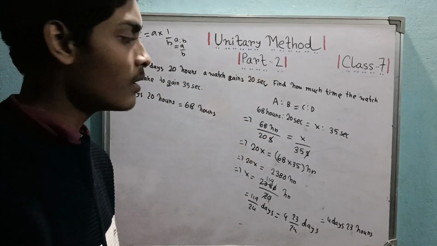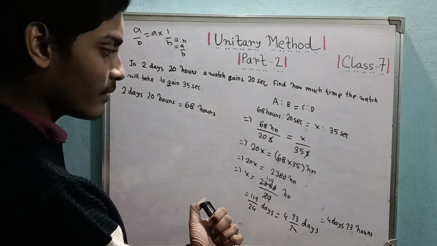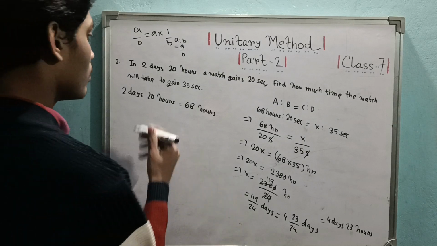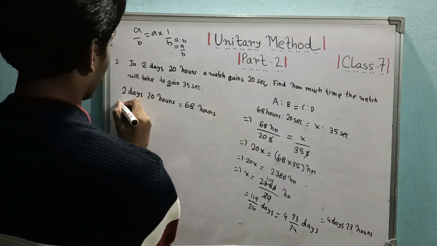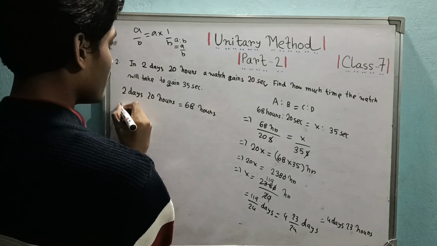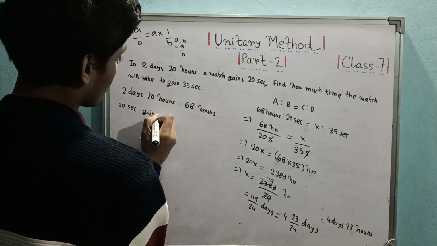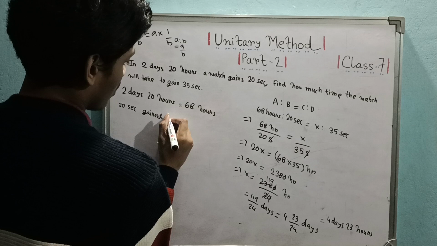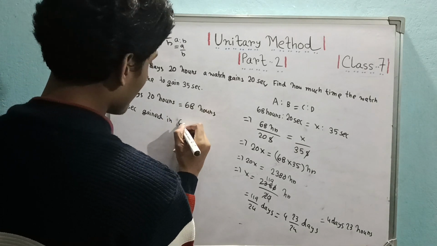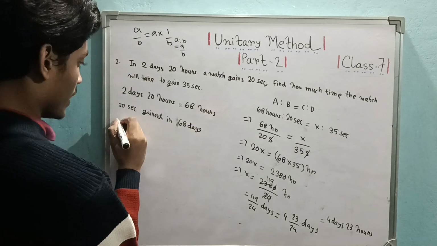When our time period is increasing, our watch is gaining more time. Increase is to increase, so we can use the proportionality method. I told you. I used that, I got this. Now what will I do? I will use the unitary method. So, 20 seconds gained in 68 hours. Okay. 2 days 20 hours is 68 hours. Then 20 seconds gained in this time.